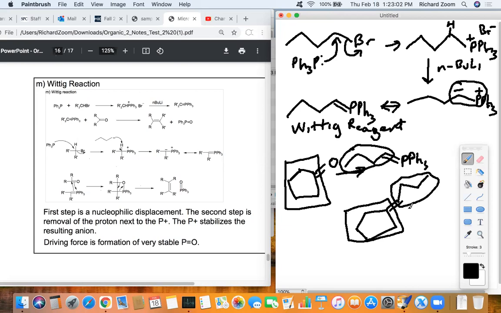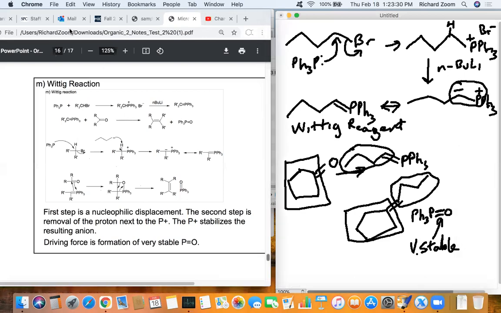And that's the group that's part of the ketone. The other product we get is called triphenylphosphine oxide. And P double bond O's are very stable, and that's what drives the reaction here. So let's take a look at the mechanism, which I think is kind of a fun mechanism.